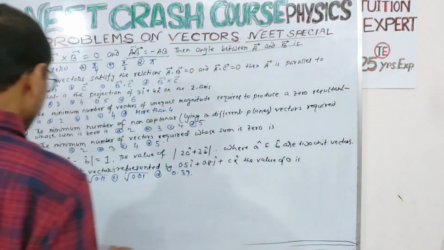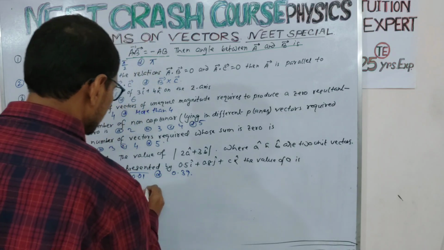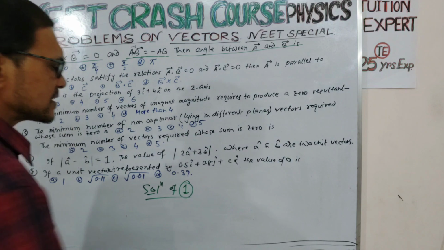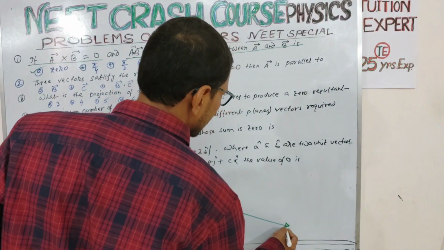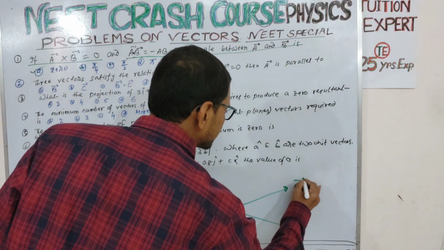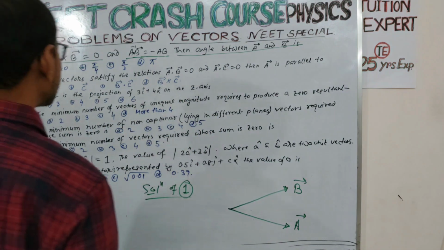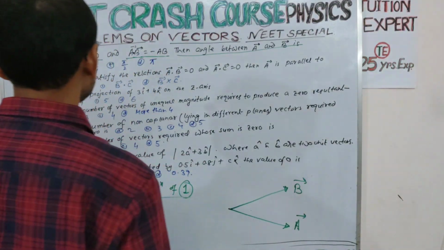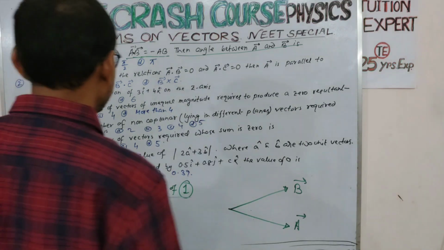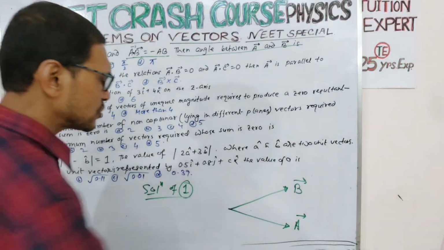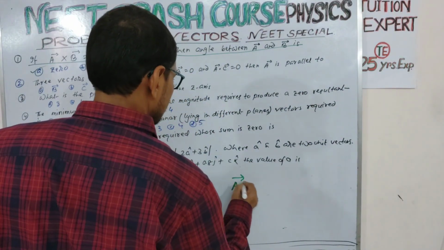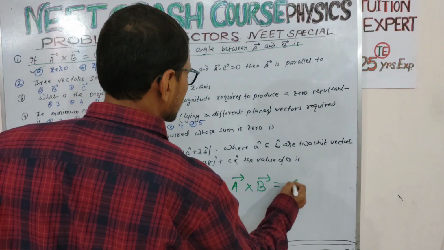So suppose there are two vectors a and b. Solution of 1. Suppose this is vector a, this is vector b. Now a cross b equal to 0 means that a is parallel to b. A cross b equal to 0 means, now a cross b equal to 0.